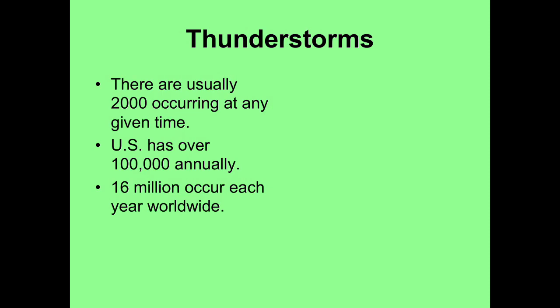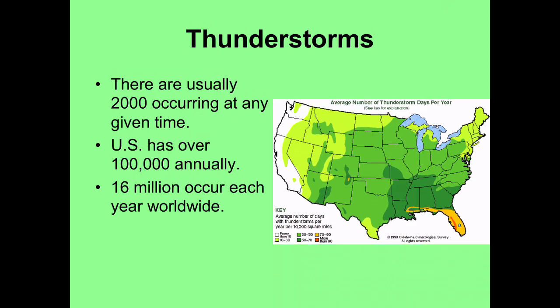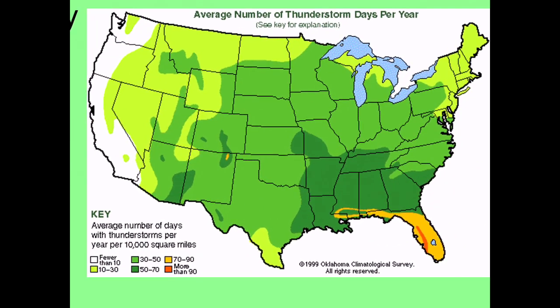And 16 million occur each year worldwide. And here's a map that shows roughly where you may see them as far as occurrence per day. And we're in the green section on most, and it's a pretty high area. Look on the west coast, due to the marine air blowing in off the Pacific Ocean, less chance of having them there.